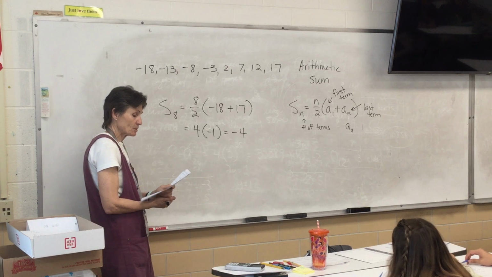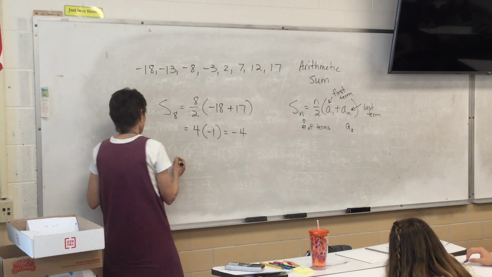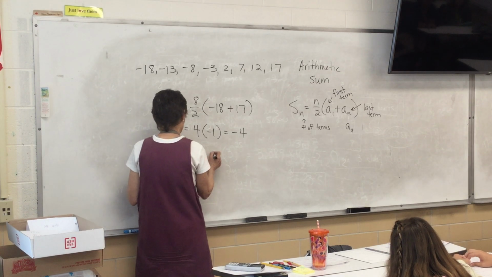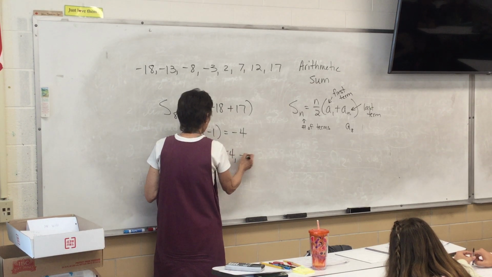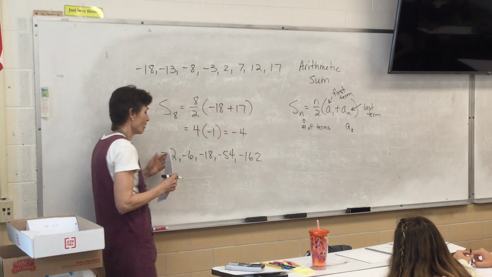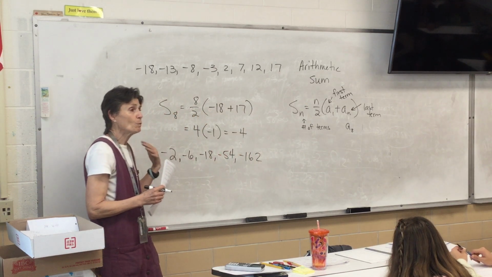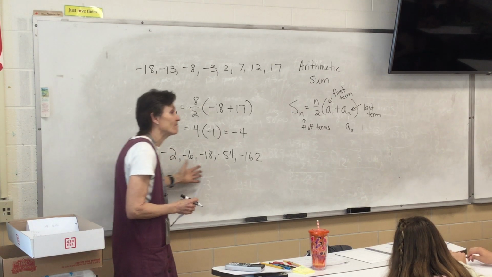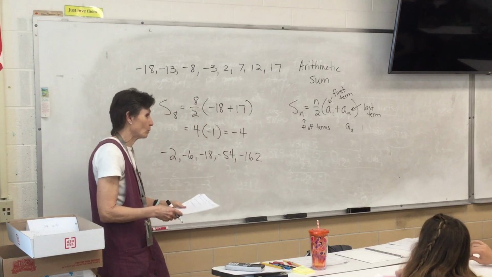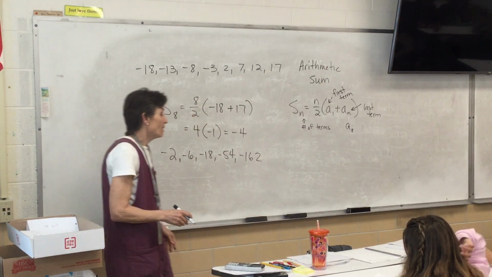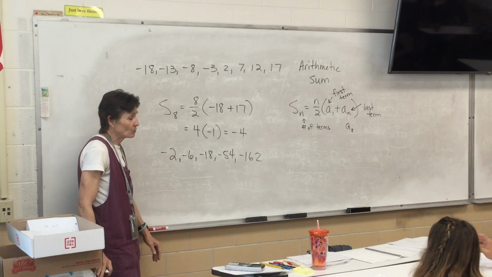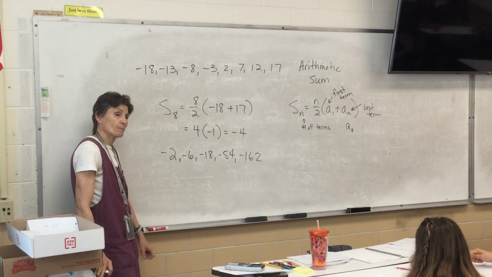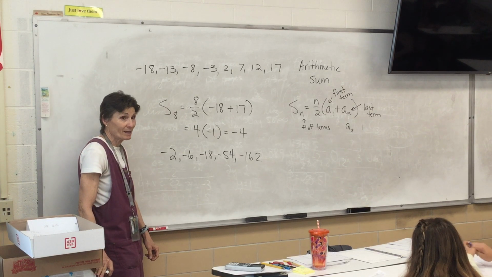Okay, let's look at the next one. Same directions, we're going to add these up. Now honestly, there aren't very many numbers here. So one way that I could do this would be just to add those up. There's only 5 of them. I could do that real quick, add them up on my calculator. But if there were 50 of them, I don't want to do that. I want a formula.